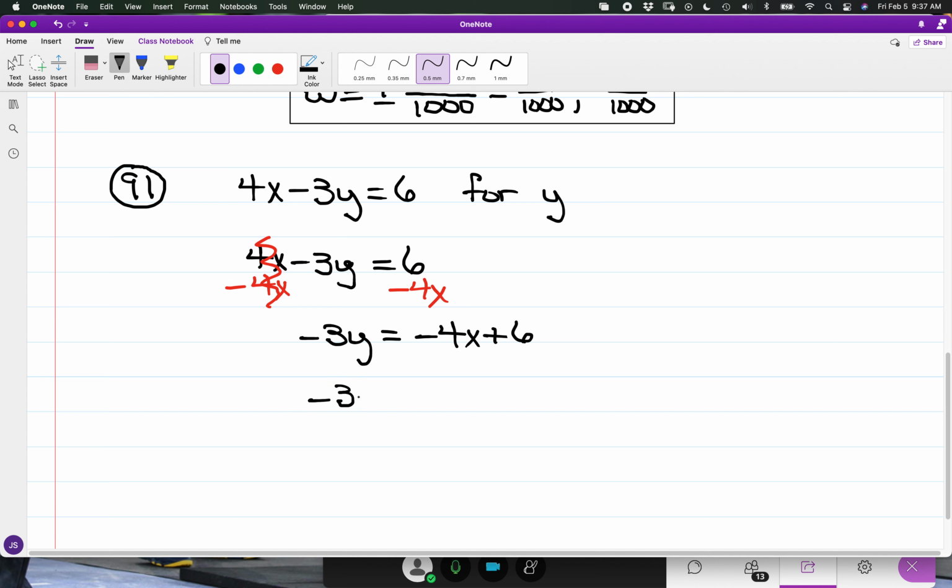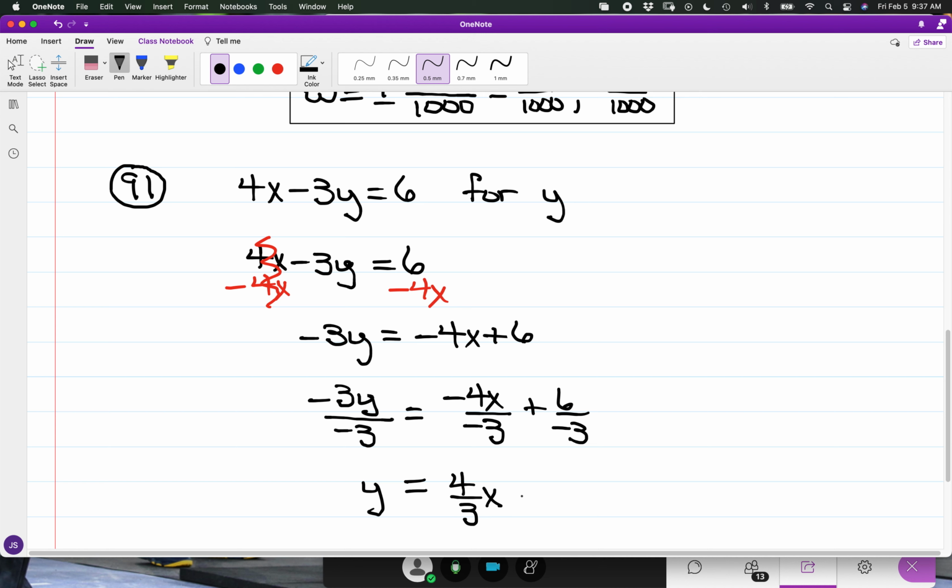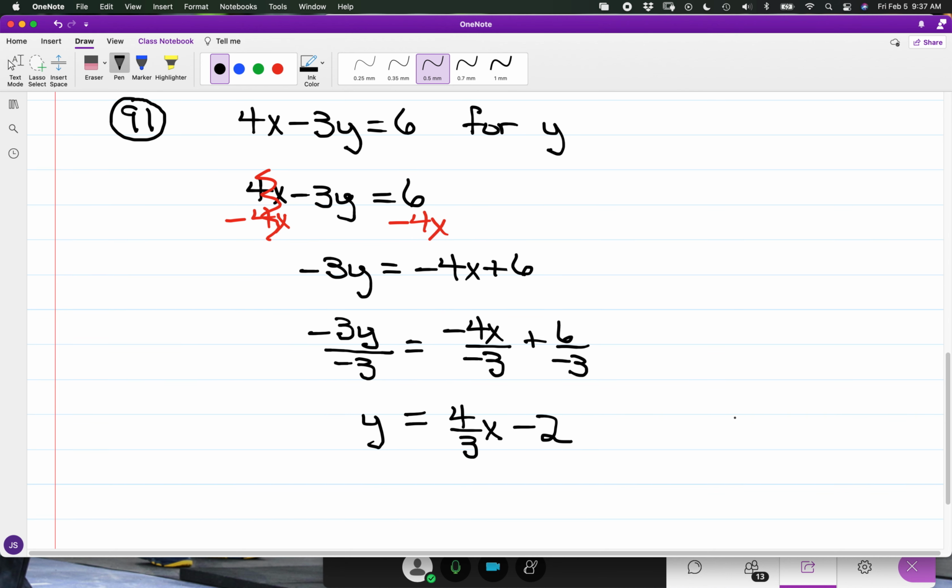And if I divide everything out by negative 3, the left-hand side becomes y, and for minus 4x over minus 3, the negatives will cancel each other. So this will become 4/3 of x. And for 6 over negative 3, we come out to minus 2. So in this end result, we have that y is equal to 4/3 of x minus 2.